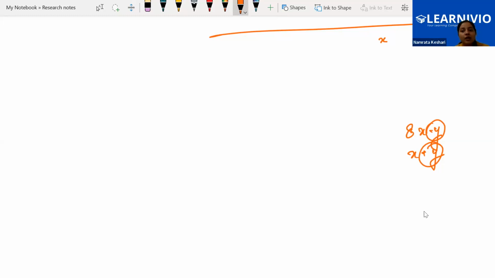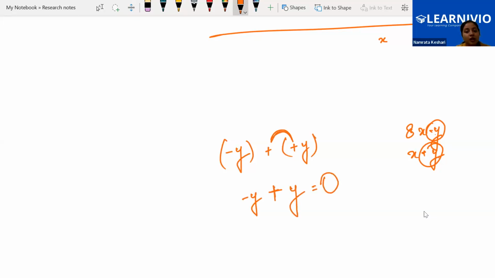Now here y is there, y is there. One is negative, another is positive. When you add them, no sign will change. Minus y plus y, and eventually we are getting 0. That means y is getting eliminated.